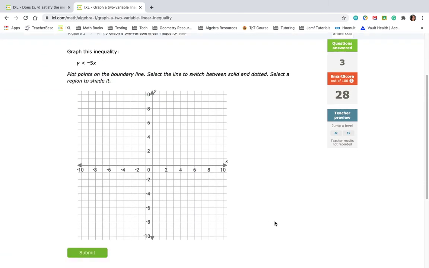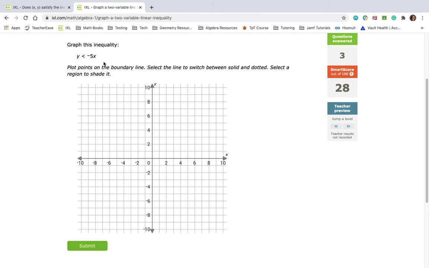Okay, I'm going to try another one. I have y equals negative 5x. Again, there's no plus b. There's no plus any number, so it's 0. My slope is negative 5, so I'm going to go down 5 to the right 1. And then it's just less than, so I'm going to change it to the dashed line.